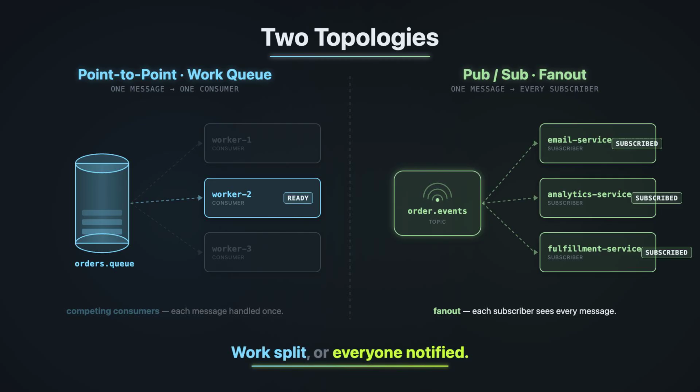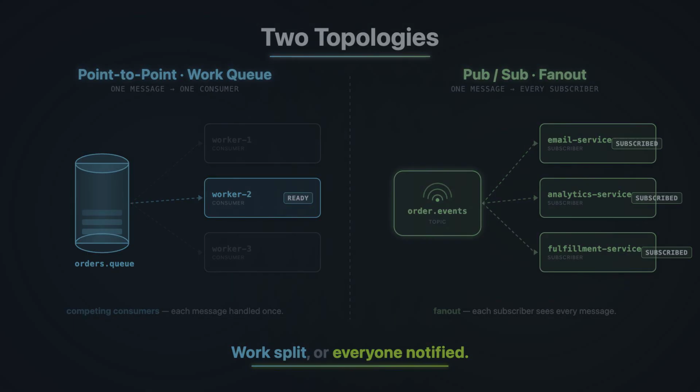Same broker, often the same message, completely different topology. The distinction isn't technical plumbing. It's about intent. Do you want work split, or do you want everyone told?